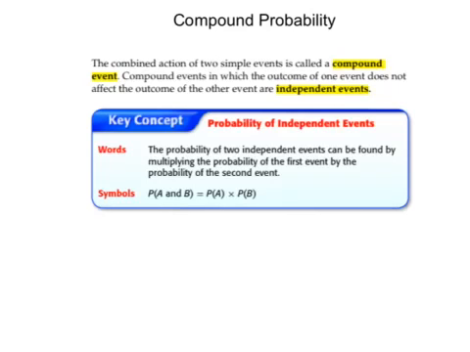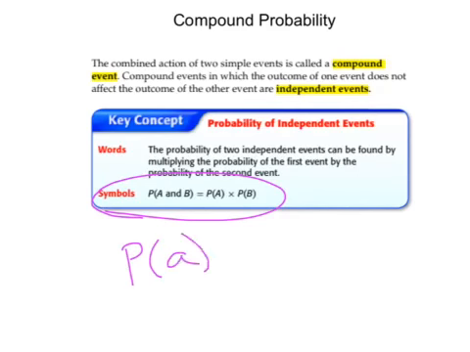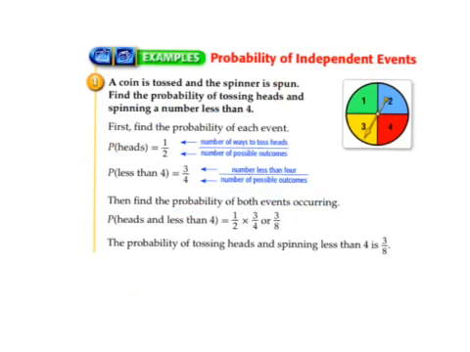So independent probability is when you have two separate events, and the way you can find the probability is by using this formula down here. You find the probability of the first event, you find the probability of the second event, and you multiply them together. So we're going to basically get a fraction of our first event, a fraction of our second event, and multiply them together. So take a look at this example.